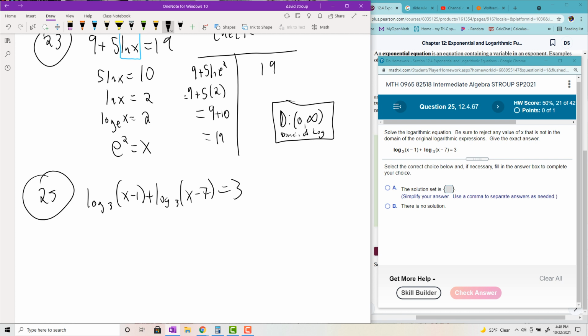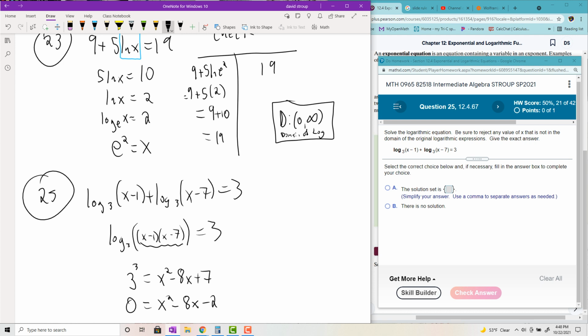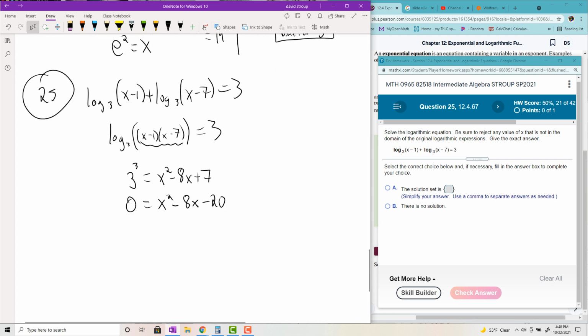Anyways, the first thing we have to do is use the product rule. So I'd have x minus 1 times x minus 7 equals 3. Then I can use the definition: 3 to the third power equals this business. I'm going to go ahead and FOIL it. And then 3 cubed is 27. I'm going to move that to the right side, set it equal to 0. It's 20, I believe. And then I'm going to try to factor it.